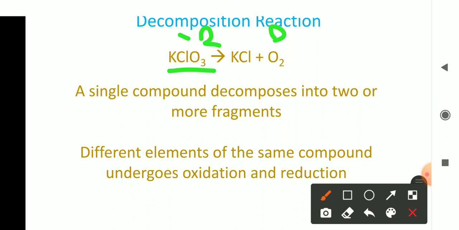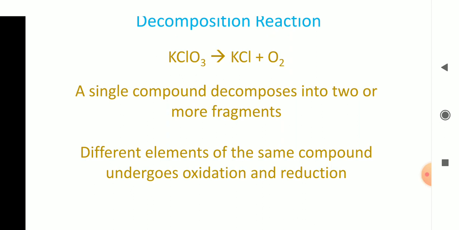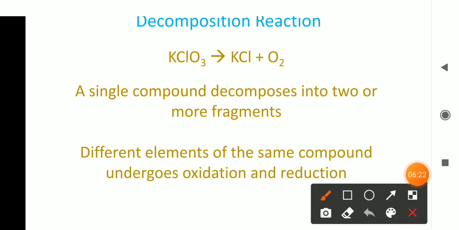Then come to the charges of chlorine. On the reactant side, the charge of chlorine is +5. But on the product side it is -1. So from +5 it is reduced, or decreased, to -1. So we can say that chlorine has undergone a reduction process. Okay, my dear students, in the same reaction itself, both oxidation and reduction are taking place. So it is a type of redox reaction.